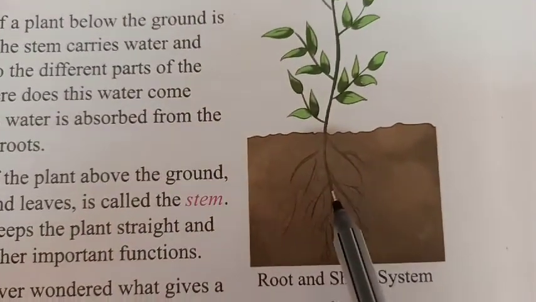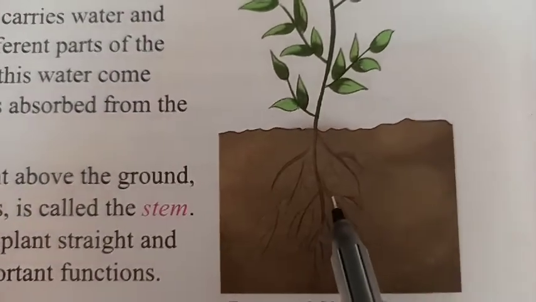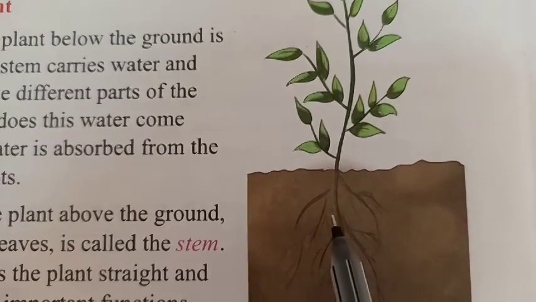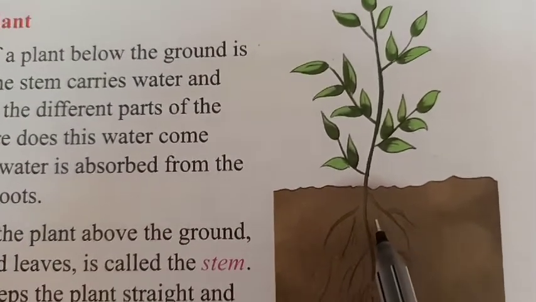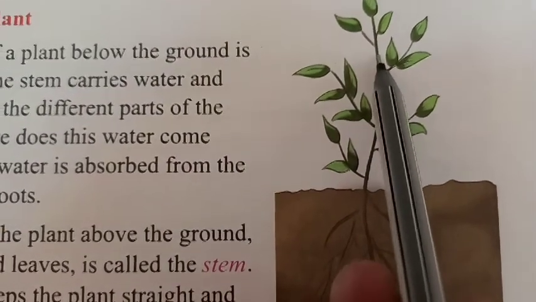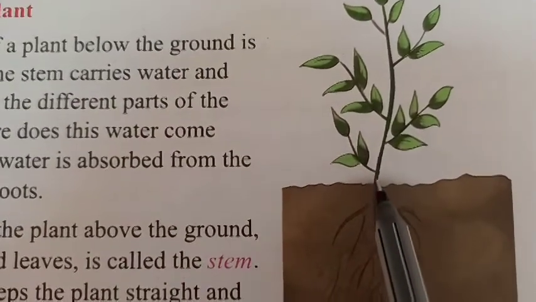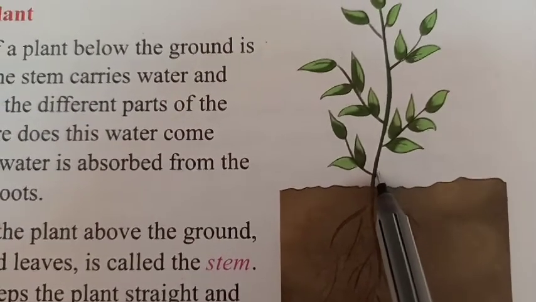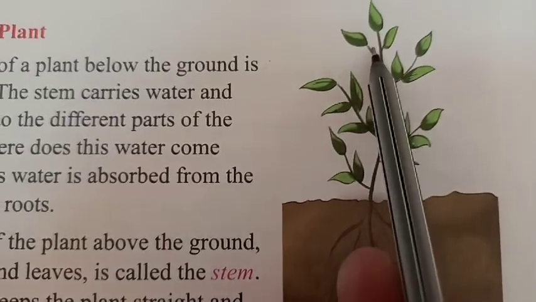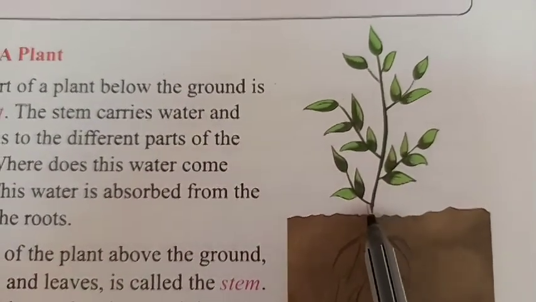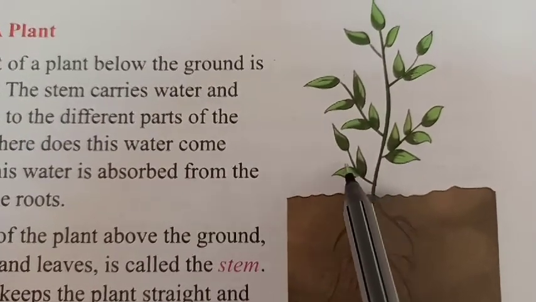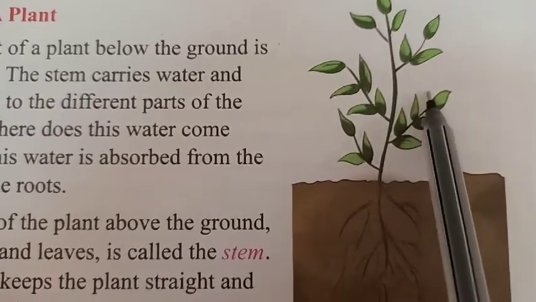As you know, water and minerals are absorbed by the roots, and that water and minerals are transported through the stem part. This is the stem of this plant. So water and minerals are transported from the roots to all the upper parts by this stem only. And from this stem all the branches also get water and minerals.